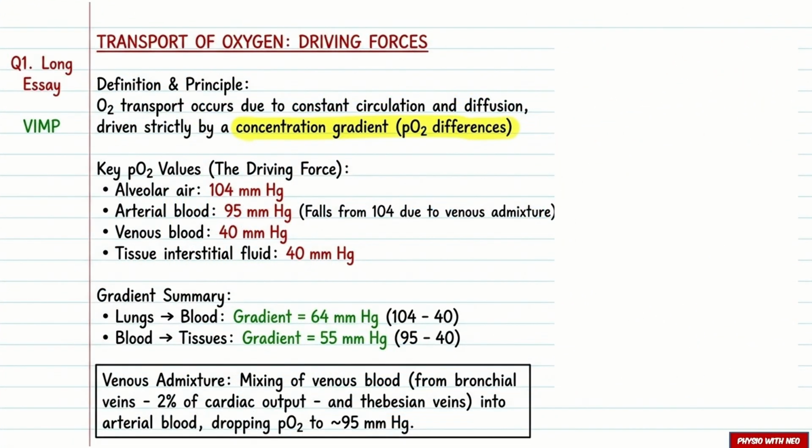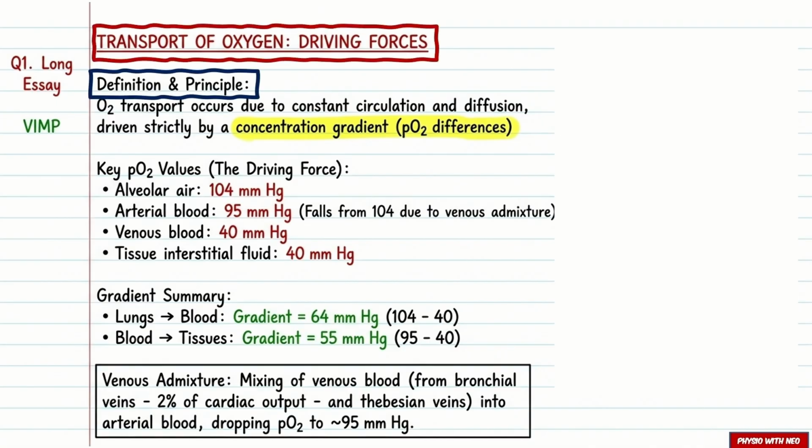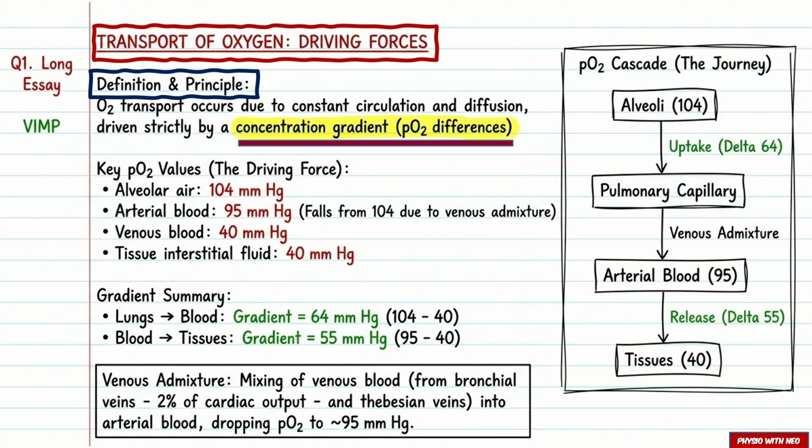So let's start this long essay question with a definition and principle. Oxygen transport mainly occurs due to constant circulation and diffusion, but is strictly driven by the concentration gradient. Let's understand this with a physiological story. Oxygen begins its journey from the atmosphere. It enters the alveoli, then diffuses across the respiratory membrane into the pulmonary capillaries, travels in the arterial blood and reaches the tissue, and finally enters the cell where it is used for metabolism.